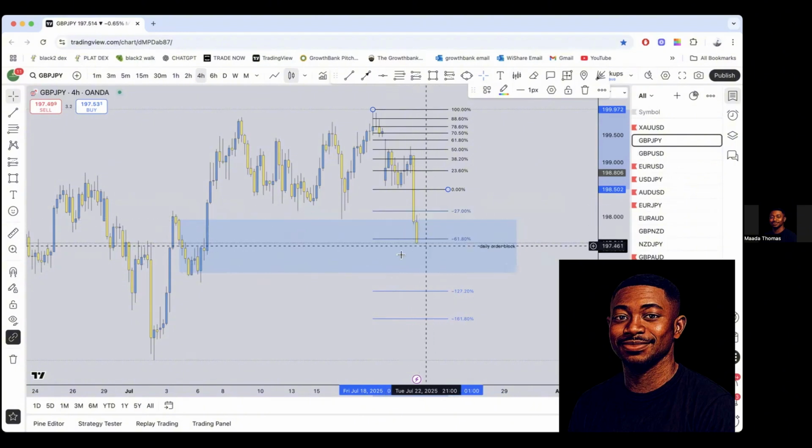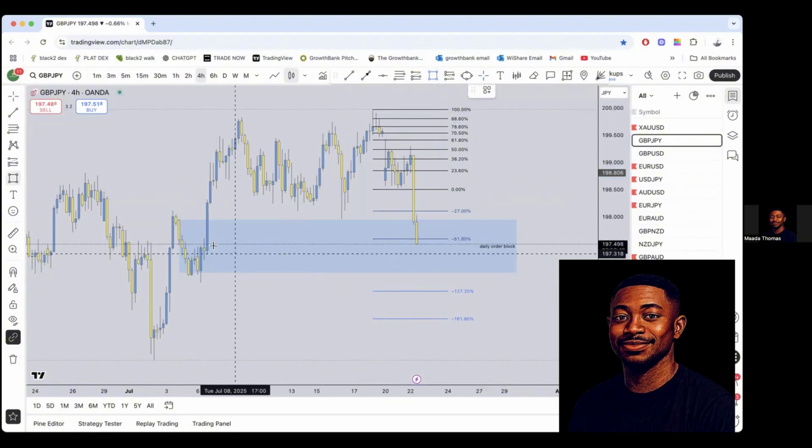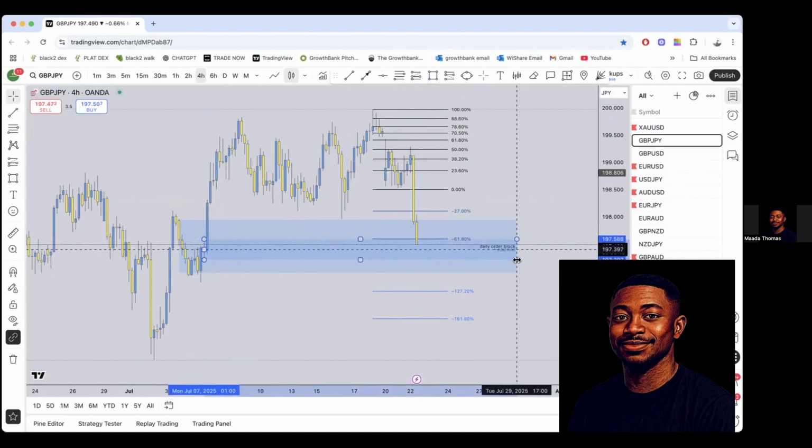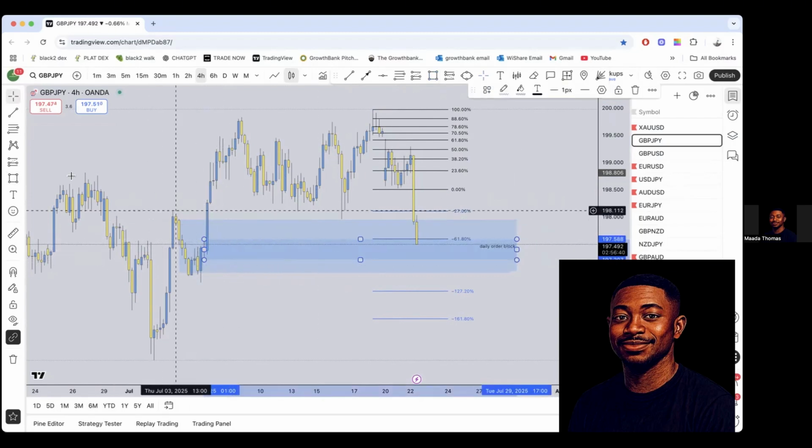It's flying down. But I'm expecting some sort of pause here. Again, we're on the 4 hour, so this is the 4 hour order block, right? This is the bearish candle before the bullish candle that broke the highs.